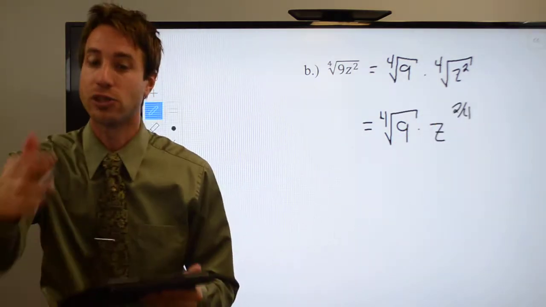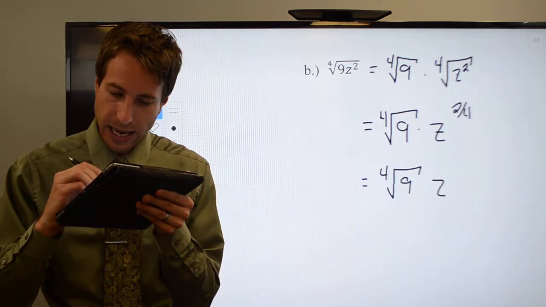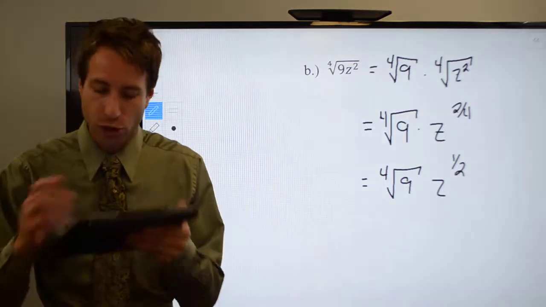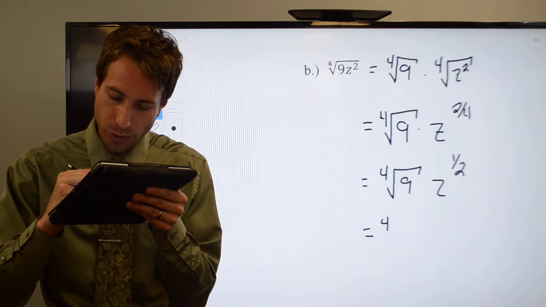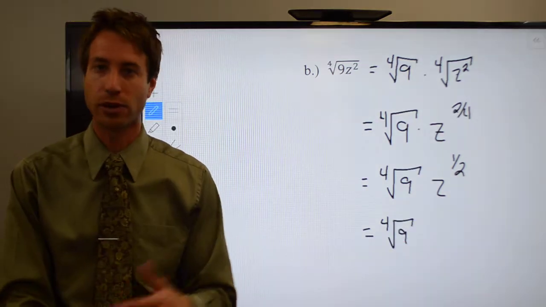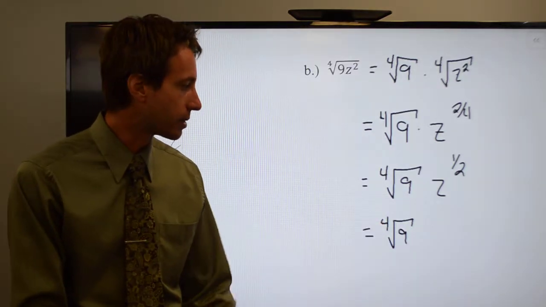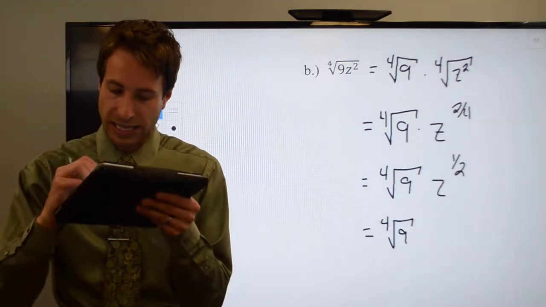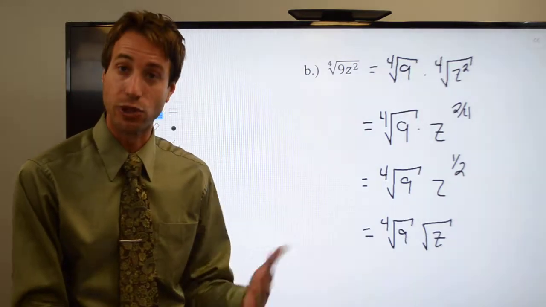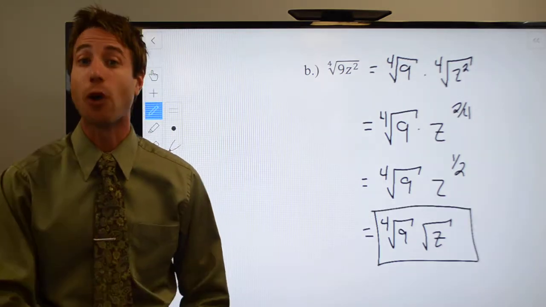But 2 divided by 4 is 1/2. So we'll have a 4th root of 9 times z to the 1/2. But we know that the 1/2 power is just simply a square root. So we have the 4th root of 9, which I'm going to leave as the 4th root of 9 because it's an irrational number, and I don't want to write out an irrational number because I'd have to round, and that's kind of pointless. And then the square root of z. I don't need to write the 2 because it is implied. The index of 2 is implied, and so I just simply write the square root of z. And that's going to be for us as far as we go.